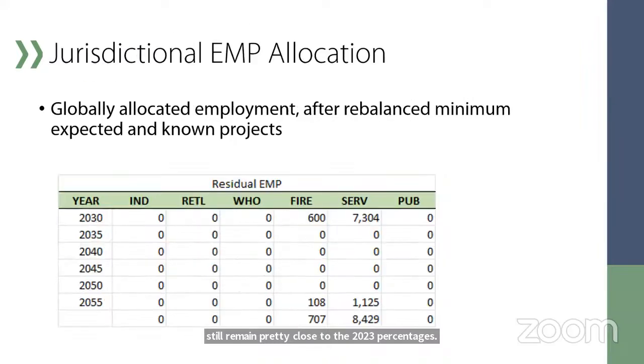After doing the rebalance minimum, we also have a few, well, more than a few really, globally allocated employments. This is just surplus in the projected period over the jurisdictional minimums, which, as you can see here, basically only happen in 2030 and 2055.